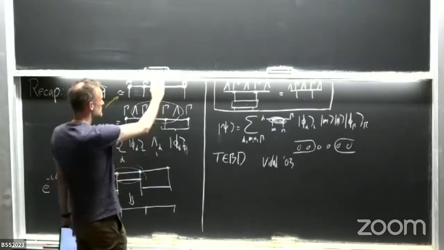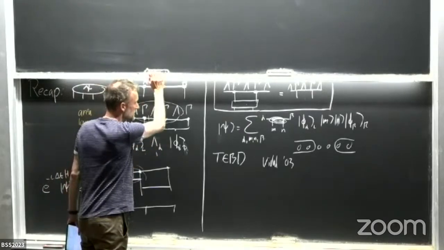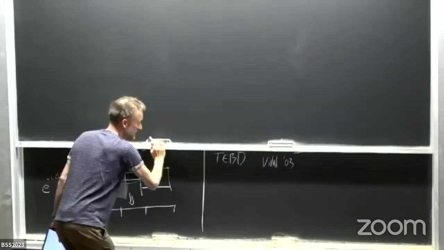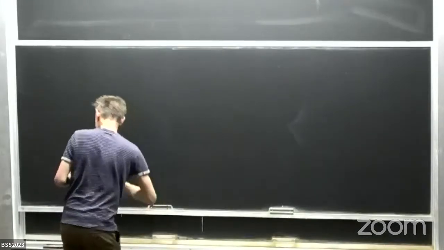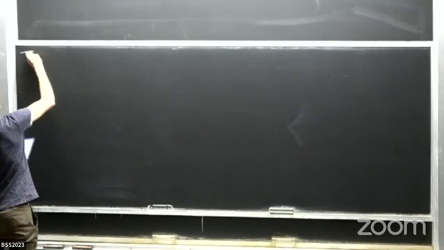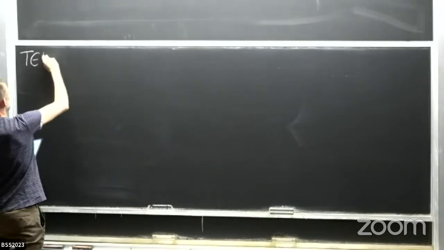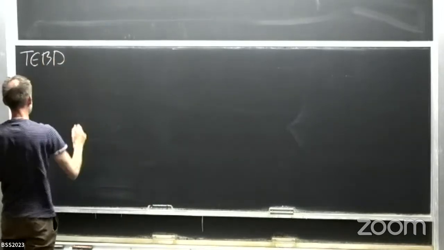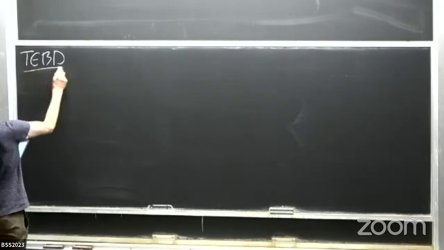Good. So let me now introduce the TEBD algorithm. It basically consists of four steps that I want to list here on this slide.